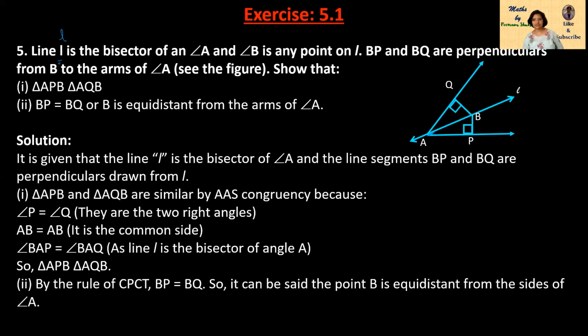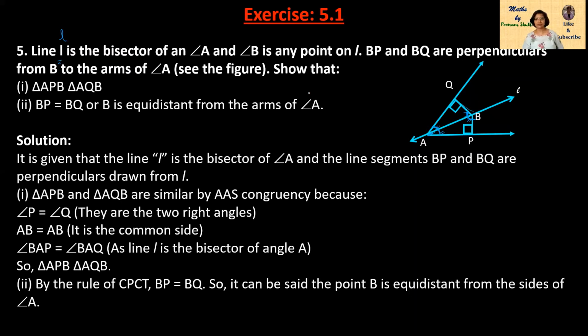So this is the angle, correct? And here this is the angle. So this and this, it is bisecting. That means this equals to this and this angle equals to this because a line L is the bisector line. So BP and BQ are perpendiculars from B to the arms of angle A.